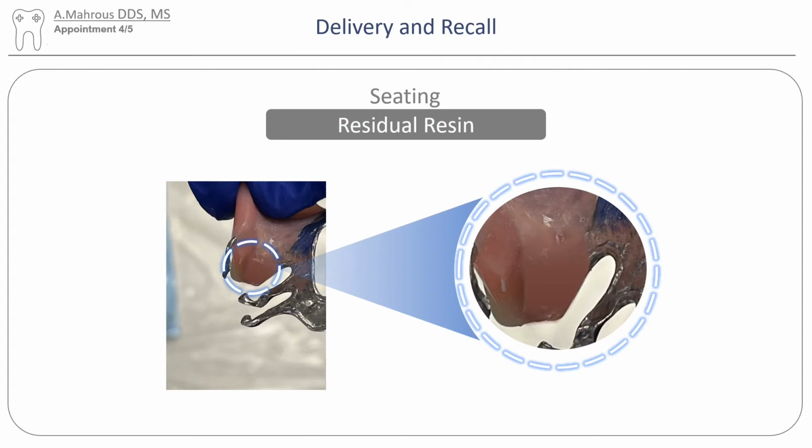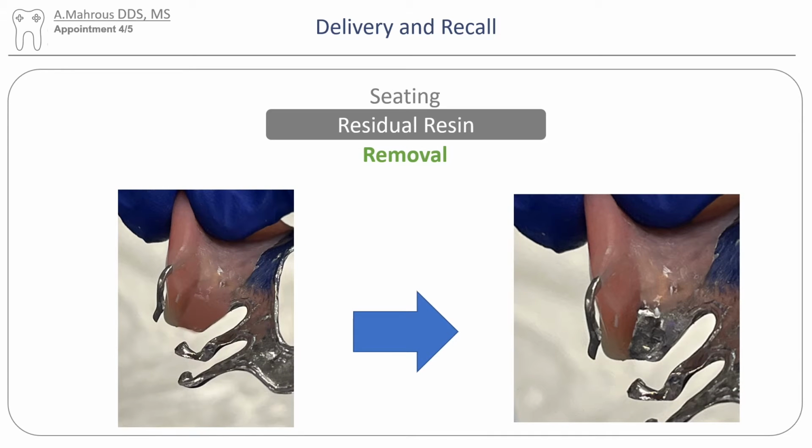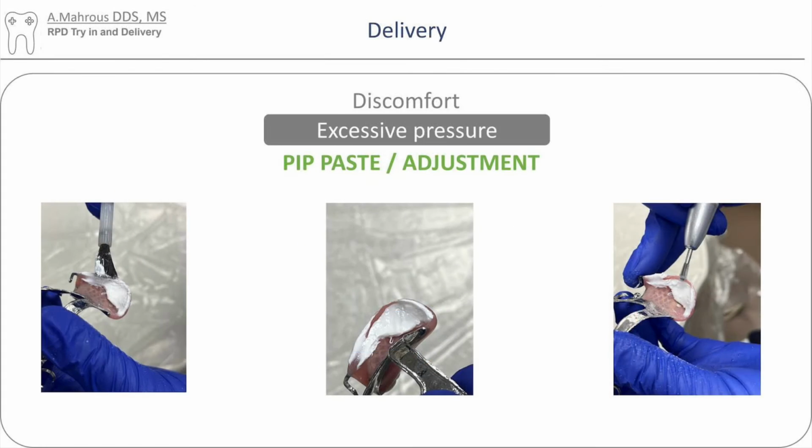Another common issue is the presence of a residual layer of PMMA on the guide plates. Those layers are residual layers that should be removed by the lab but forgotten. This layer will prevent the seating of the partial denture. This acrylic resin should be removed while taking care not to adjust any of the metal guide plate.